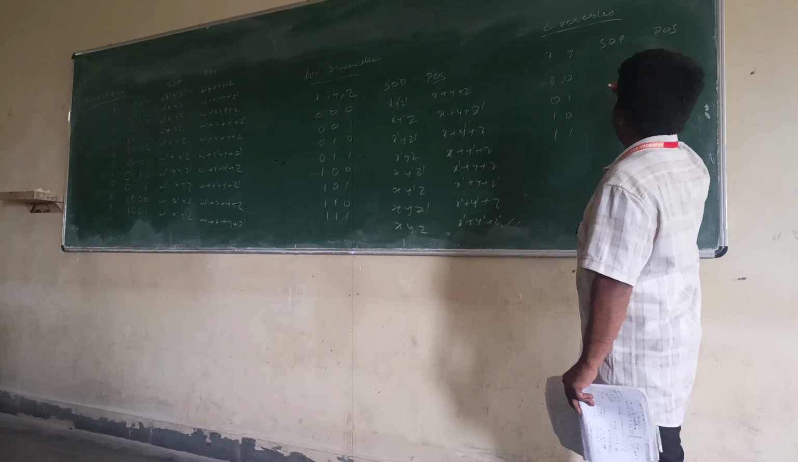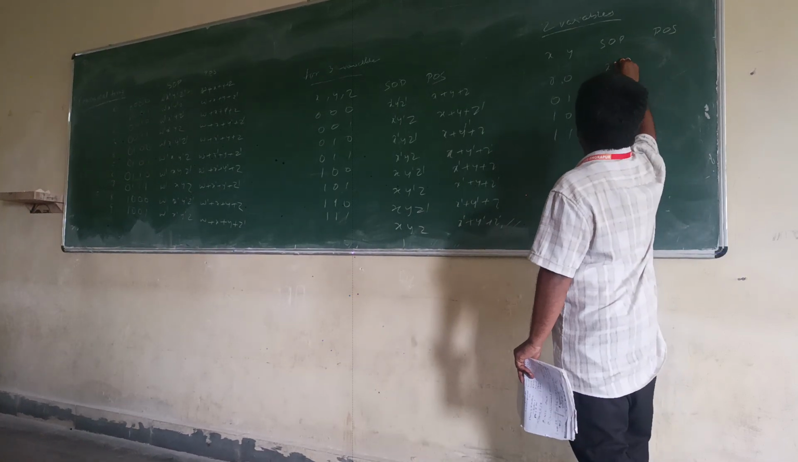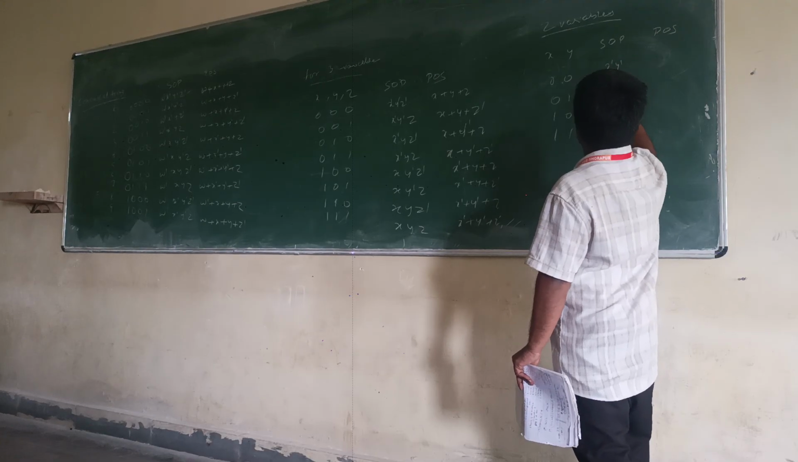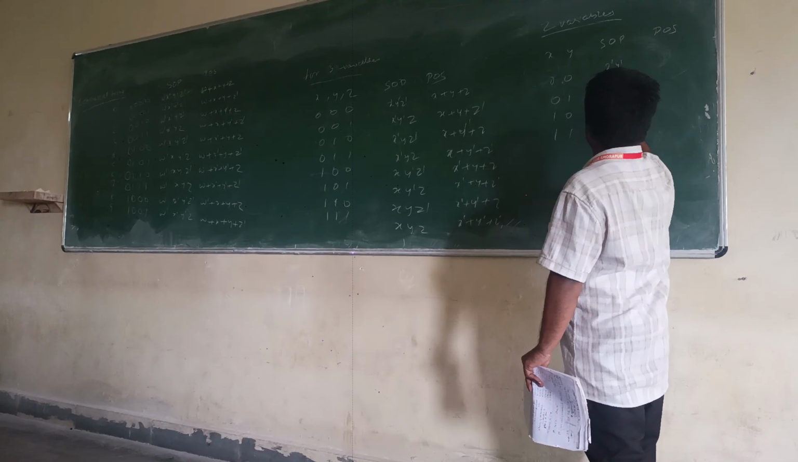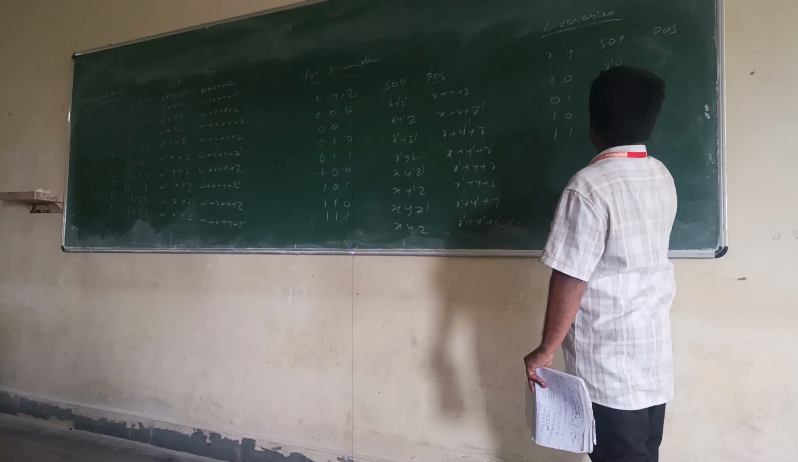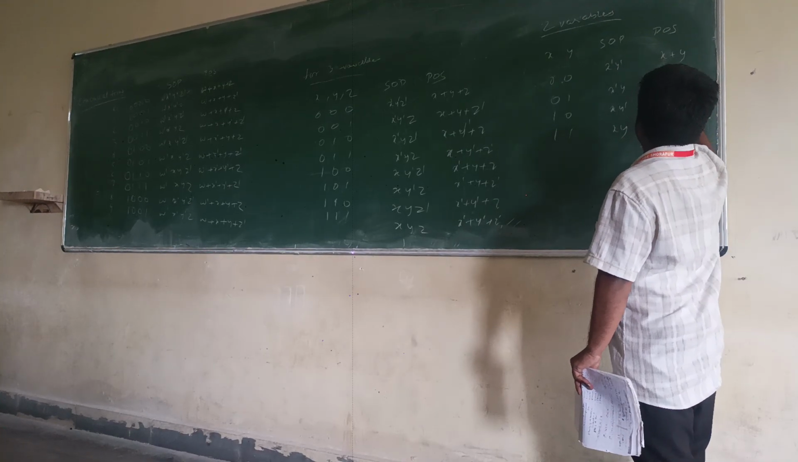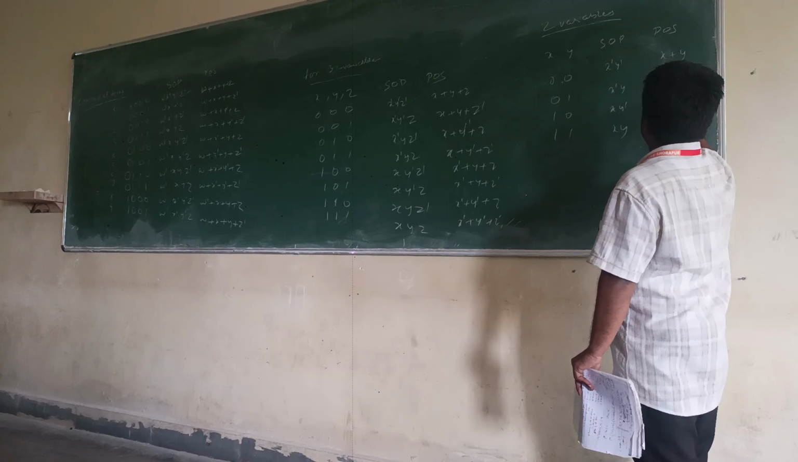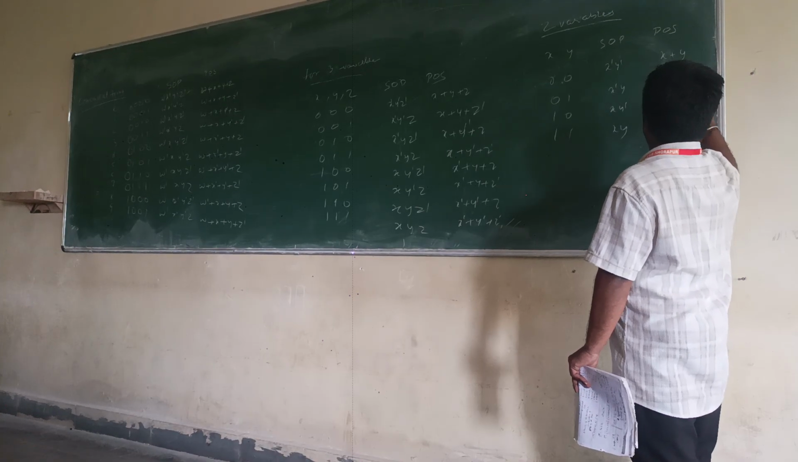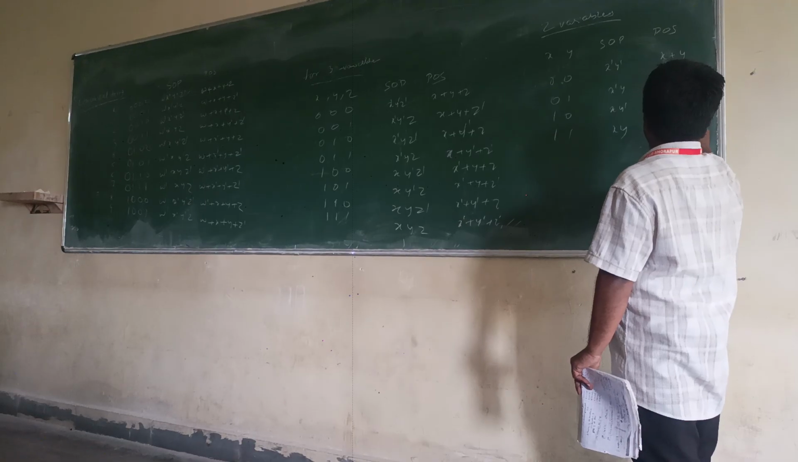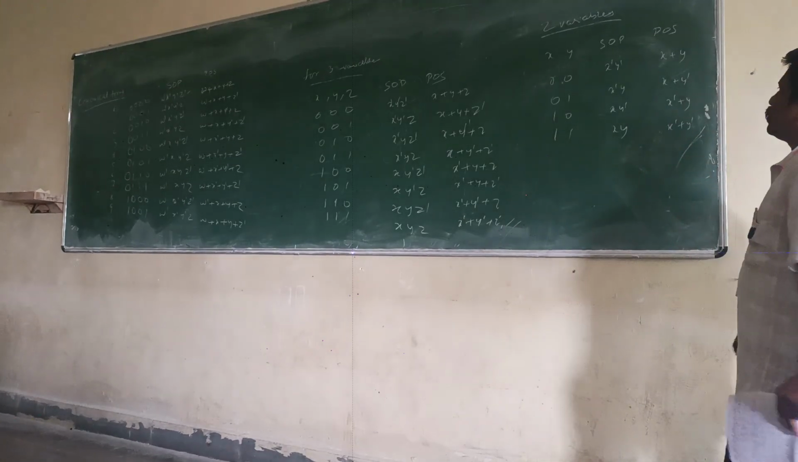Okay, just to write the SOP forms. This is x bar, y bar. This is x bar, y. This is x, y bar. This is x and y. POS form will be here: x plus y, x plus y bar. This is x bar plus y. This is x bar plus y bar.